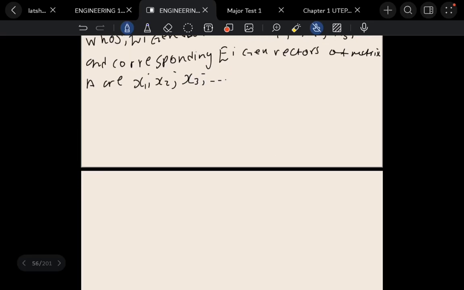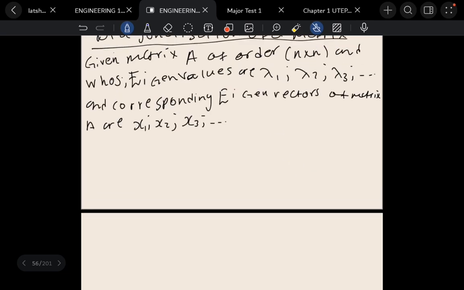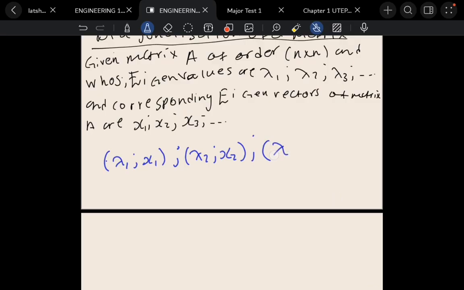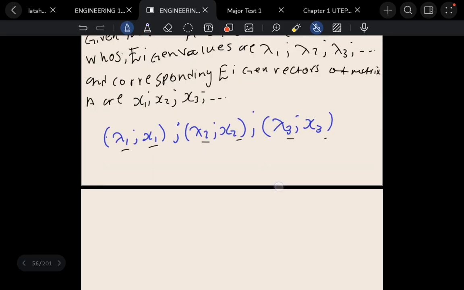Now I'm going to give you two known matrices. What do I mean by corresponding? It means that if I write them in pairs, I have eigenvalue 1 with its corresponding eigenvector 1, eigenvalue 2 with its corresponding eigenvector 2, and eigenvalue 3 with its corresponding eigenvector 3, which means they are in pairs because they have the same subscript, as you can notice over there.